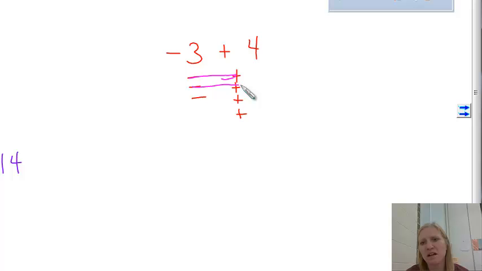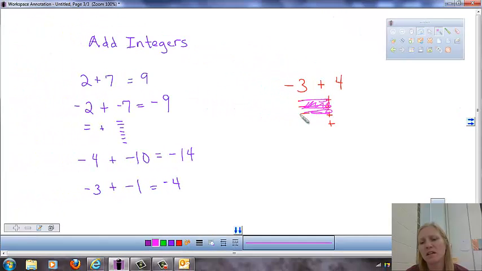So you can cross that one off, and that one, and that one. These are all gone because they cancel each other. And what do you have left? You have 1 positive, so your answer is 1. It's just the same when you have 1 positive and 1 negative.